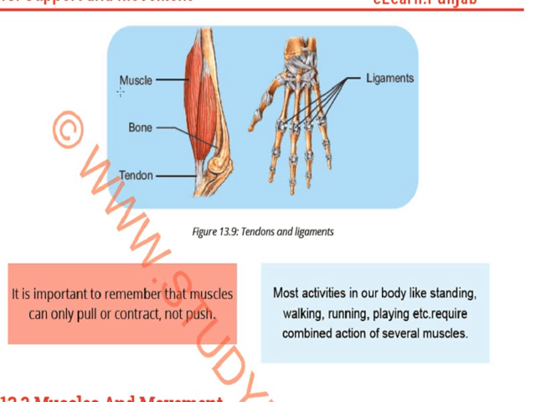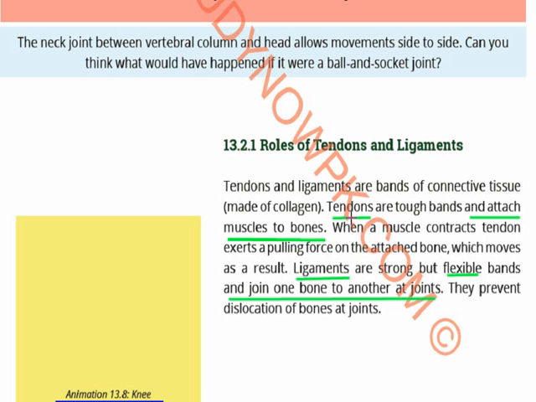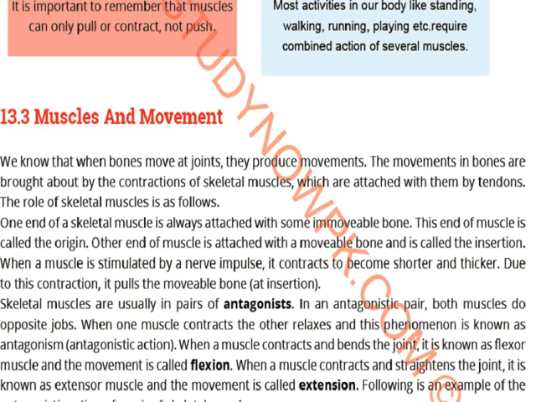See, in this figure, these are the ligaments and these are the tendons. The tendons attach muscles to bones, and the difference between the tendons and ligaments is that the ligaments are flexible and they join bone to another bone. They join bones to bones at joints. And now we'll study the mechanism of these tendons and ligaments and how they support movement.